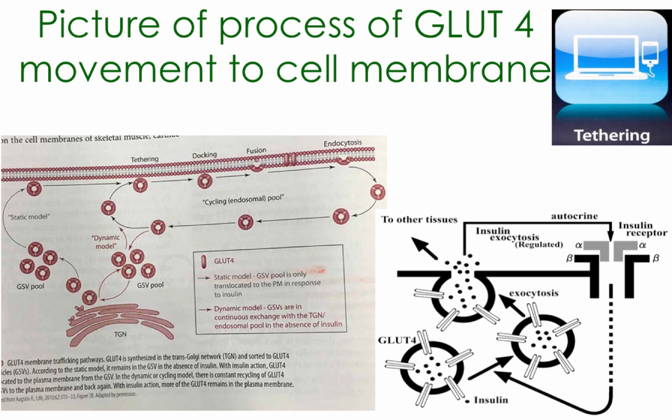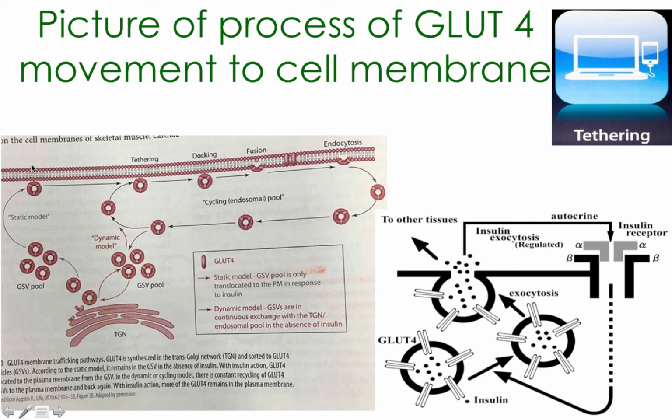In terms of how this happens, we had GLUT4 movement to the cell membrane. As you can see here, coming from the trans Golgi network, which is connected to the endoplasmic reticulum. This Golgi body will bud, the budding process, forming a vesicle, and it is here that these transport proteins are stored within the cell.